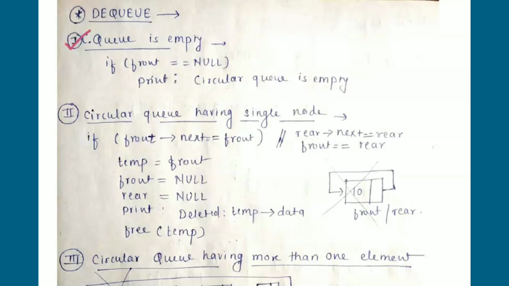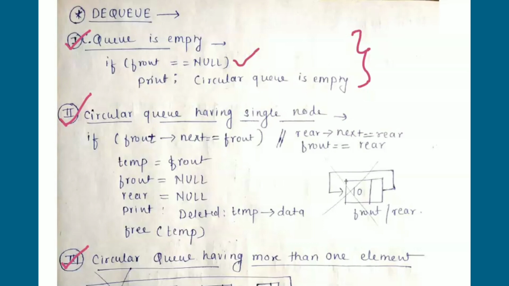So first, there are three possibilities in case of dequeue operation. First is queue is empty, second is queue is having a single node, and third is queue is having more than one node. So first case, if your queue is empty, deletion operation is not possible. So how to check your queue is empty? You can check it with the help of front equal to null.